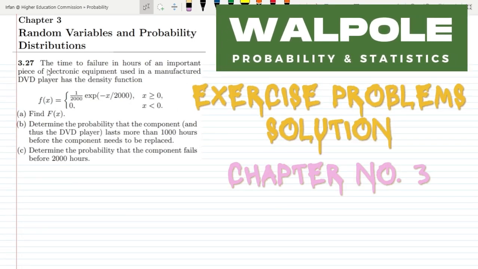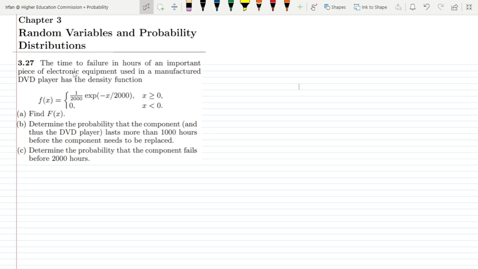Welcome back, guys. This is question 3.27. The statement is: the time to failure in hours of an important piece of electronic equipment used in a manufactured DVD player has the density function given here. That is f of x equal to 1 over 2000 exponential of minus x divided by 2000 for x greater than or equal to 0, and it is 0 for x less than 0.